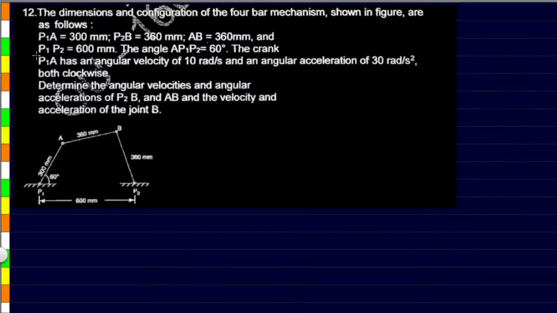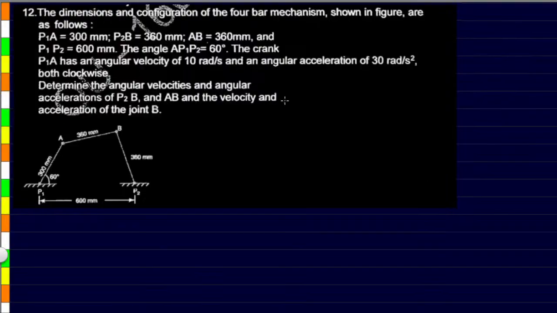They're given as follows. All the lengths are given, and the angle A P1 P2 is given as 60 degrees. The crank P1A has angular velocity of 10 radians per second and angular acceleration. So this question is going to be a little more complicated than what we solved in the class, because this one has angular acceleration also involved. Okay. So both of these, he is telling that both of them are clockwise, and he's asking us to determine the angular velocities and angular accelerations of P2B and AB, and the velocity and acceleration of the joint B.